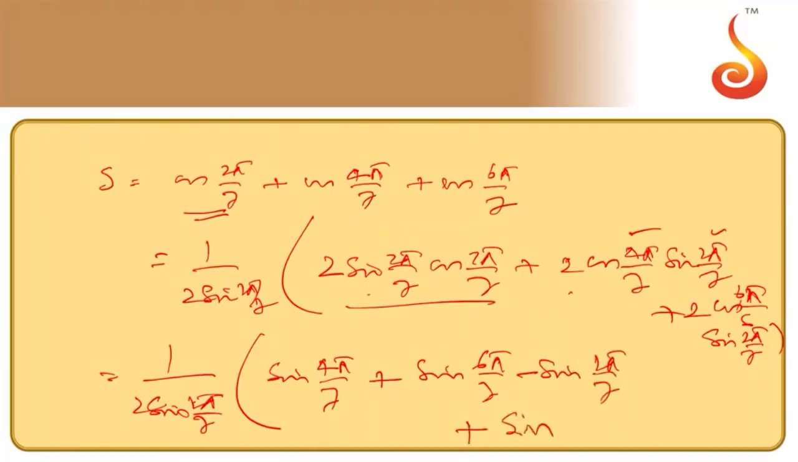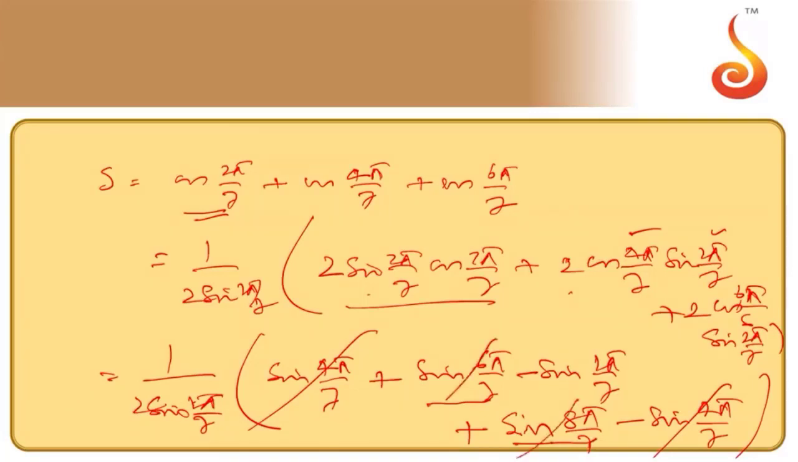And here also, sine of the sum 6 pi by 7, 2 pi by 7, 8 pi by 7, minus sine of the difference, which is 4 pi by 7. Clearly you can see that sine 4 pi by 7 gets cancelled. And sine 6 pi by 7 and sine 8 pi by 7 also get cancelled, because one is the negative of the other. 8 pi by 7 is replaced by pi plus pi by 7, and that can be replaced by the same pi by 7.